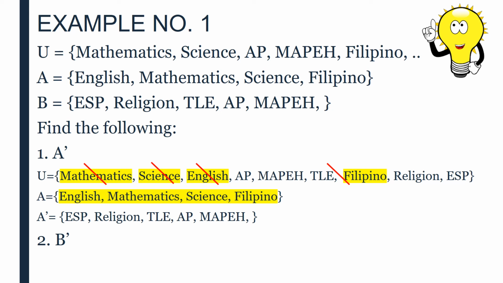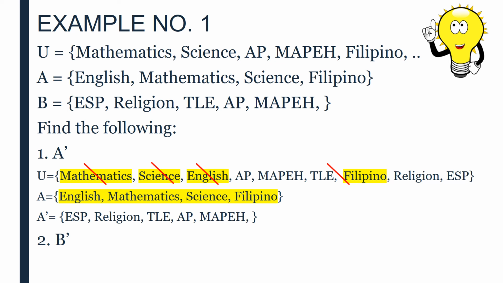So, anong gagawin? Tatanggalin natin lahat ng elements ng set A sa universal set. Titingnan lang po natin sa PowerPoint. Okay? Yung ating set A, ang elements niya ay English, Mathematics, Science, and Filipino. Ika-cancel or i-remove lang po natin sa universal set. Yung matitira dyan, yun yung magiging sagot natin. So, ang natira po ay ESP, religion, TLE, AP, and MAPE.